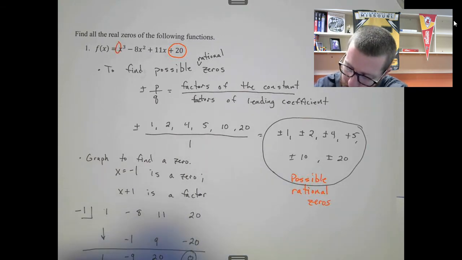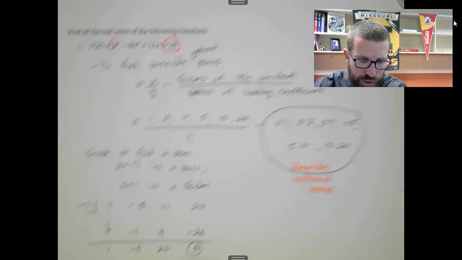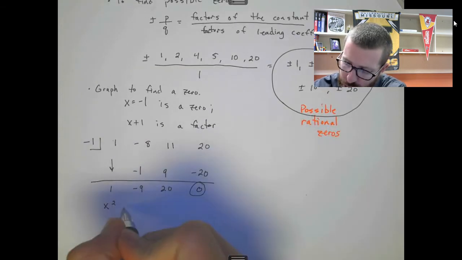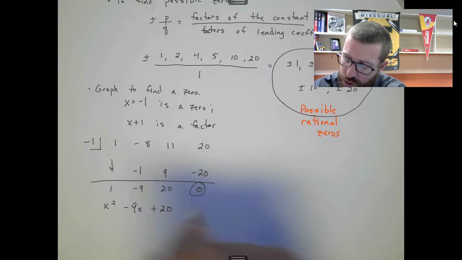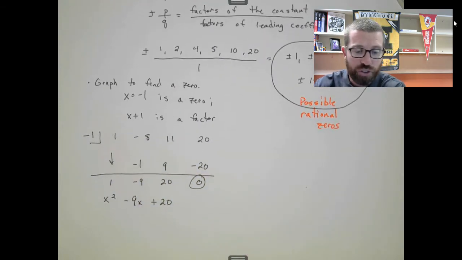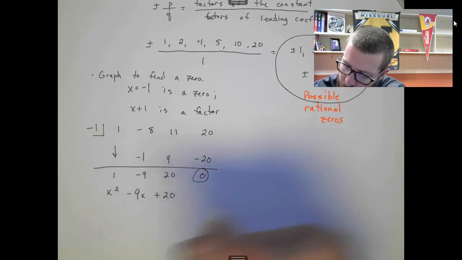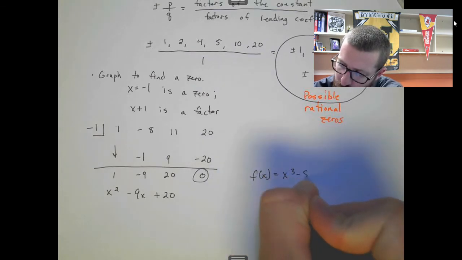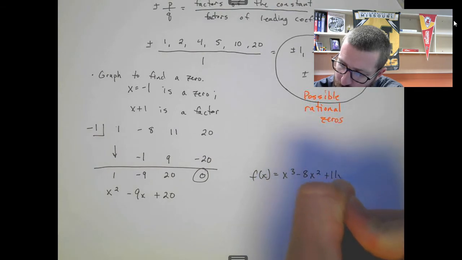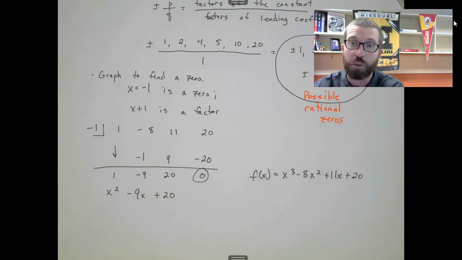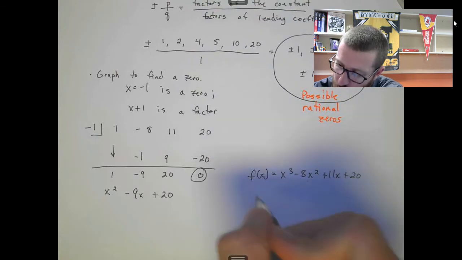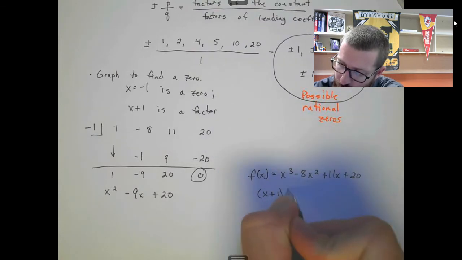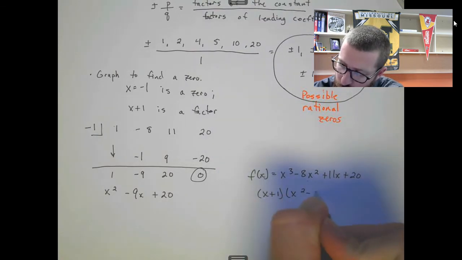And so now this means that this is x squared minus 9x plus 20. Okay, so what does this mean? This is where it gets tough. So let's put what we started with over here. F of x is equal to x cubed minus 8x squared plus 11x plus 20. So we started with this. Well, then we divided out an x plus 1. So divide x plus 1, times x squared minus 9x plus 20.